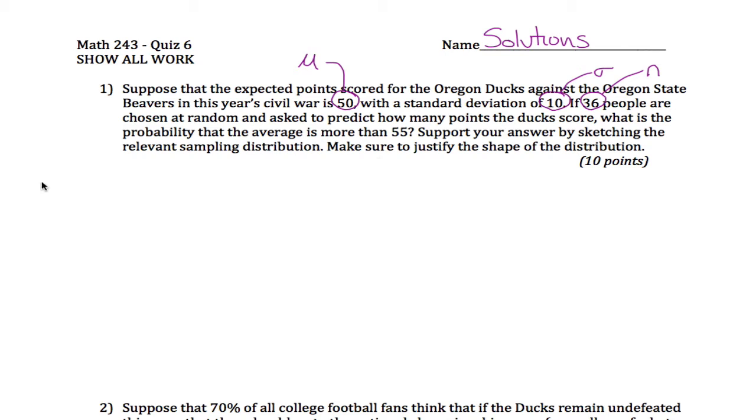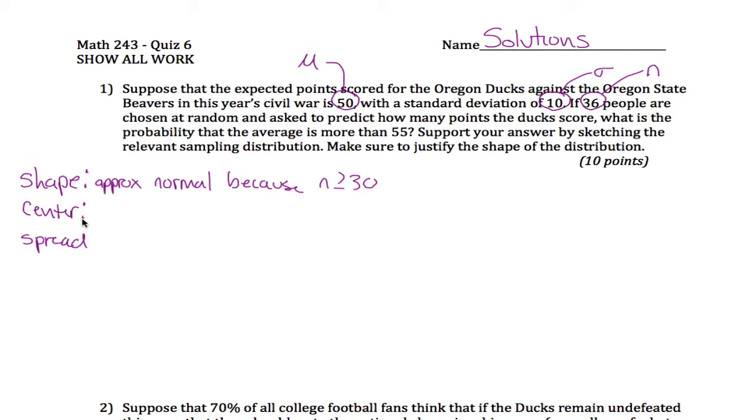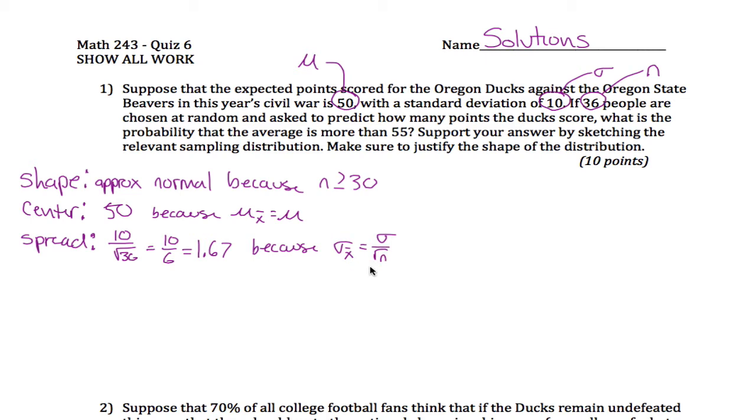So I think what I will do is I'll start with shape, center, and spread. The shape of this distribution is approximately normal, because n, 36, is greater than or equal to 30. The center is 50, because mu of x bar is equal to mu. And the spread is 10 divided by the square root of 36, which is 10 over 6, which is about 1.67. And that's because the standard deviation of the sampling distribution is sigma over the square root of n. And with this information, we can draw a picture.